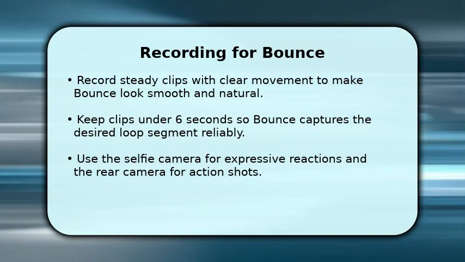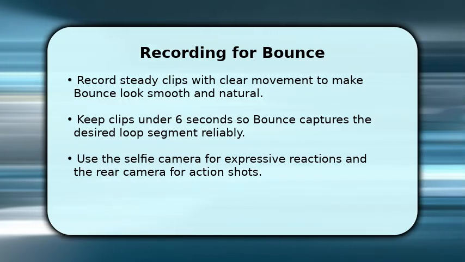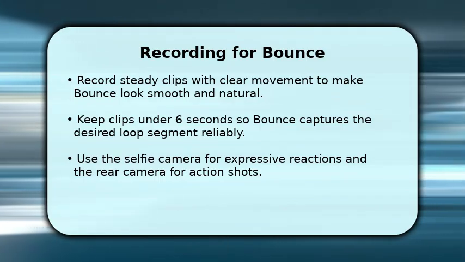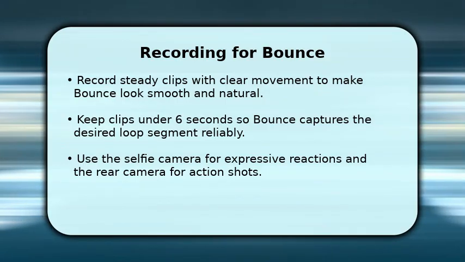Prepare your shot by framing the subject and keeping the phone steady, then record a short clip with a clear motion you want to loop. Aim for concise actions like a jump, smile, or hand gesture so Bounce can find a clean loop point. After recording, preview and trim the clip to the moment of interest, then apply Bounce and fine-tune the loop handles until the back-and-forth motion looks seamless and fun.